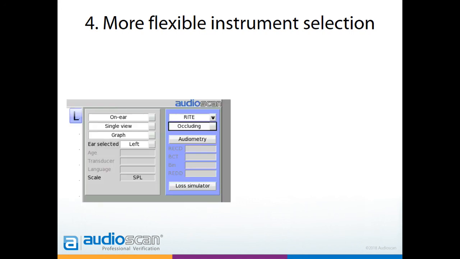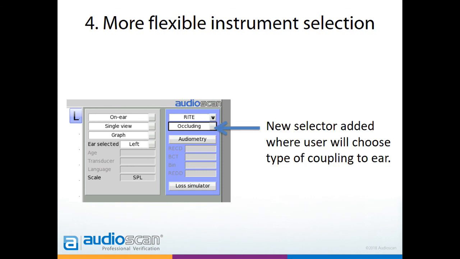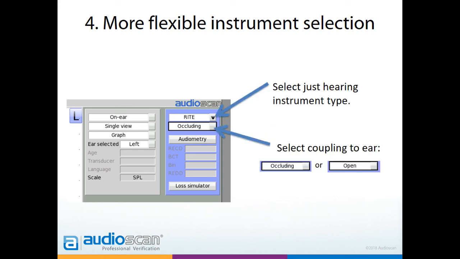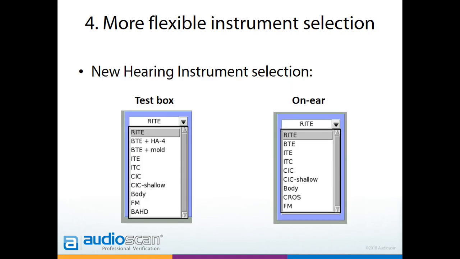To alleviate the confusion that this could potentially cause, we moved the coupling style to the ear to a separate selector and added RITE to both on-ear and TestBox SpeechMap. The user will select the instrument type in one field and then the coupling style in the second. The instrument type lists are now more uniform between on-ear and TestBox SpeechMap, with the exception of cross, which is only done on-ear, bone-anchored hearing devices, which are only tested in the box, and the exception that there are still two BTE choices in the box based upon the coupling method used.